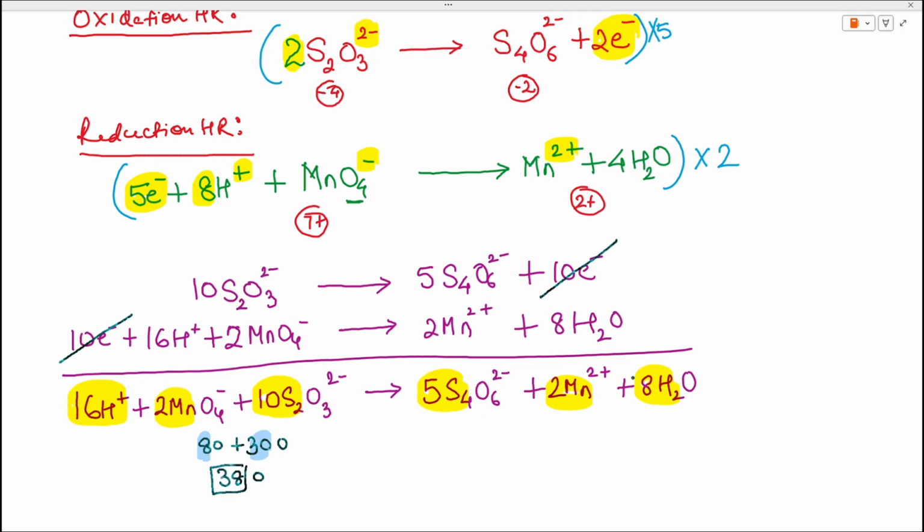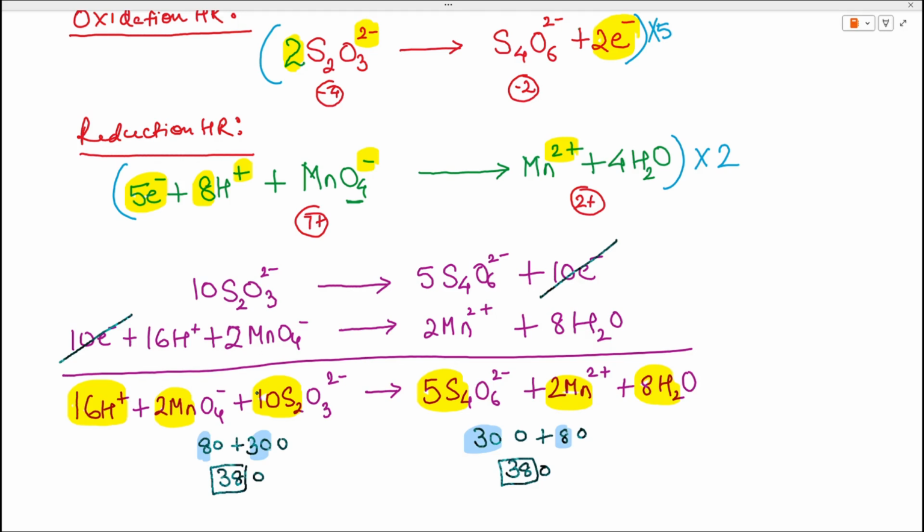Let us check it on the right hand side. Here we have 6 times 5, 30 oxygens, and we have 8 oxygens. So again, when we add them together, we have 38 oxygens. So the oxygens are also balanced.